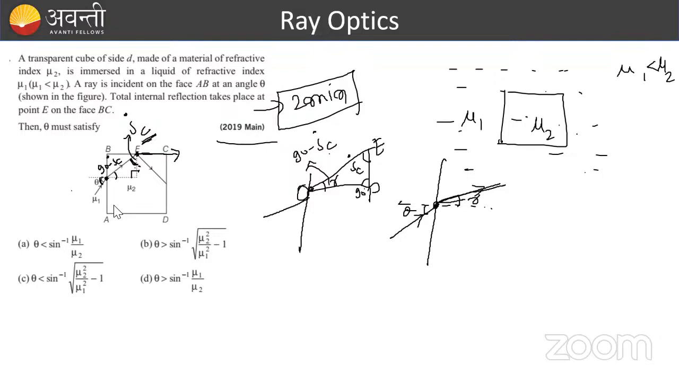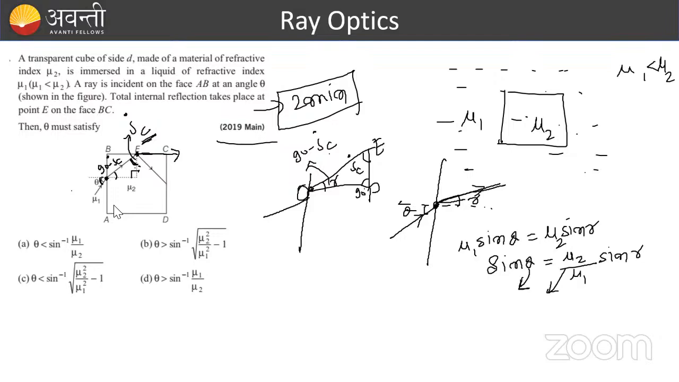If we apply Snell's law at this point, what will we write? We will write mu1 sine theta is equal to mu2 sine r. Now the value of sine theta will be equal to mu2 by mu1 sine r. So this is a constant, right? The refractive index will be constant.